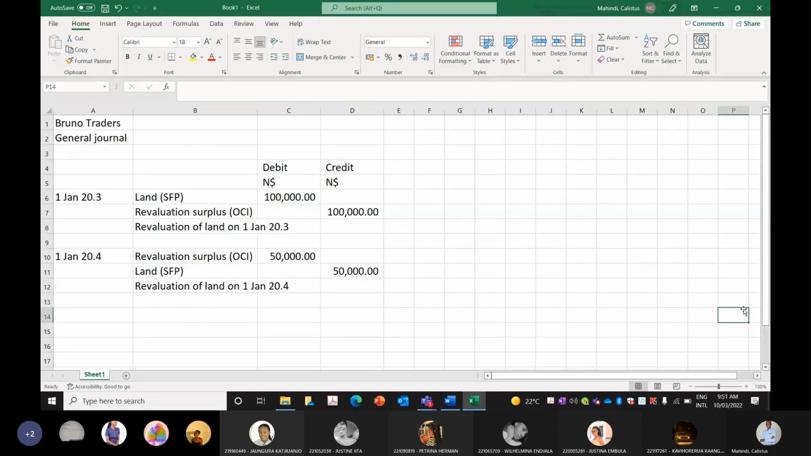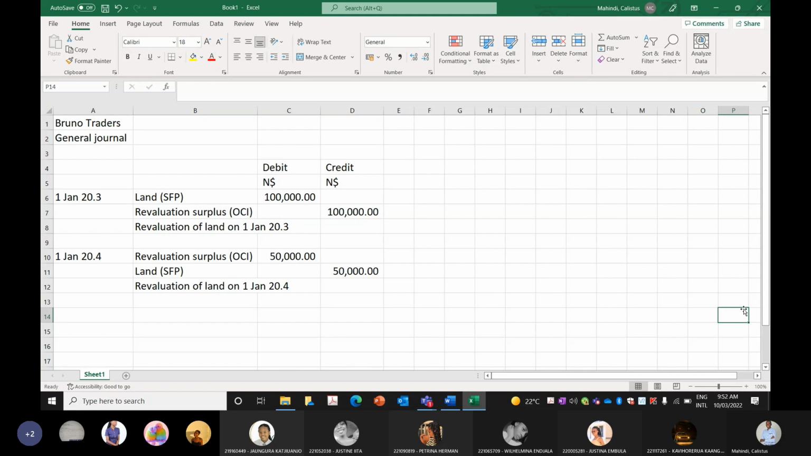But remember, land is losing value. So if land is losing value, we'll still credit the land. But instead of having revaluation surplus, here we're going to have revaluation expense, and it's going to go to the profit or loss. If you have a revaluation expense or revaluation deficit, you always take it to the statement of profit or loss, unless it reverses a previous revaluation surplus. In this instance, we had a revaluation surplus of 100,000. So this 50,000 is reversing the surplus.